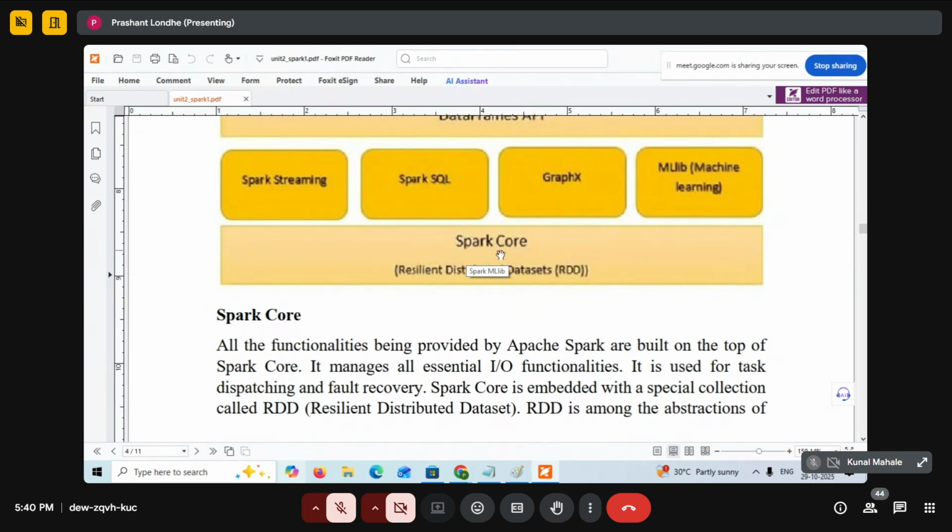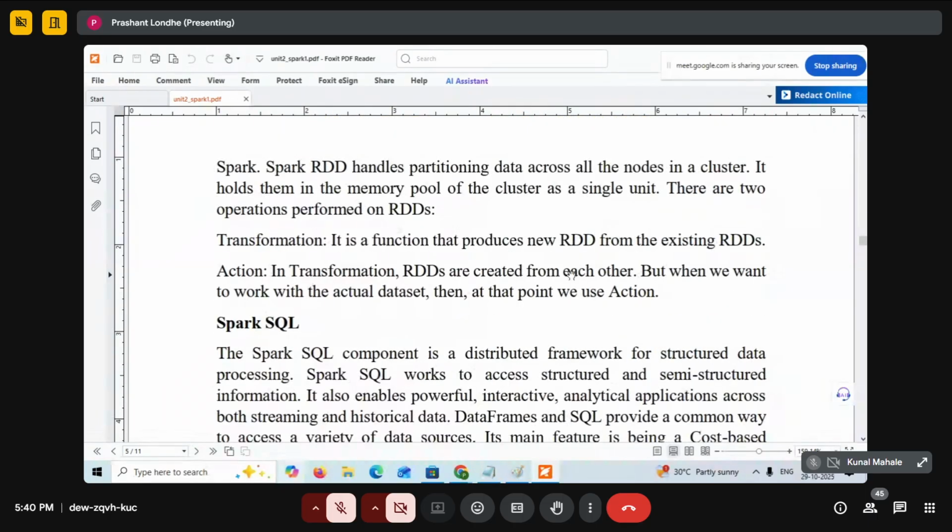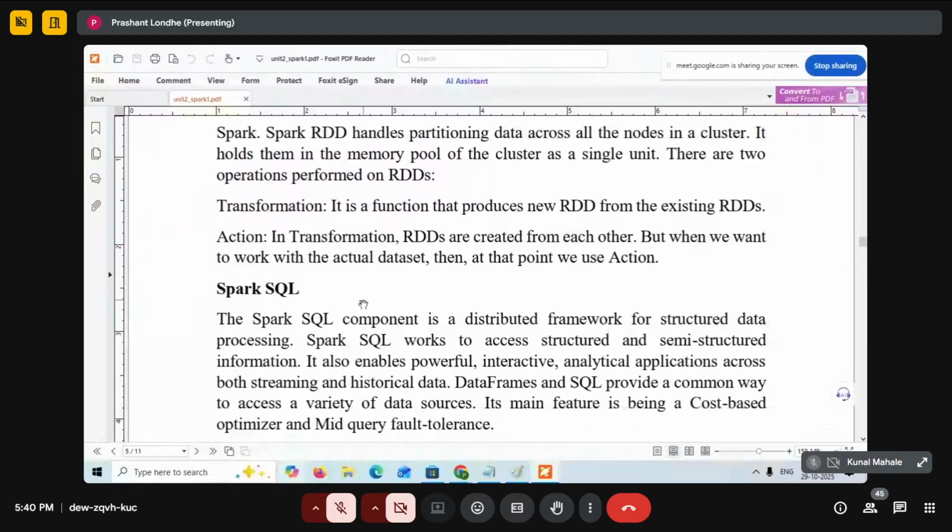Now, what is the meaning of the core? It helps you to create the RDD, that is a resilient distributed data set, so that your system becomes available, and it is essential for the IO functionalities. That means you are able to receive a new number of resources, and also you are able to work with the old resources over there. So mostly that part will be done by the transformation and the action.